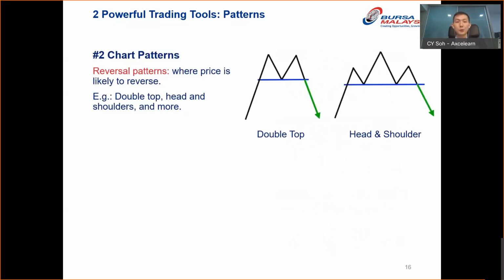So the first one is on the reversal patterns, which is more of a medium-term time frame approach. When you see the price form, for example, a double top or head and shoulders, there is a high likelihood that the price is going to change, or the trend is going to change. So these are some of the reversal patterns.